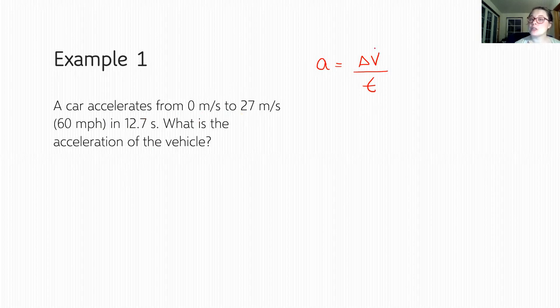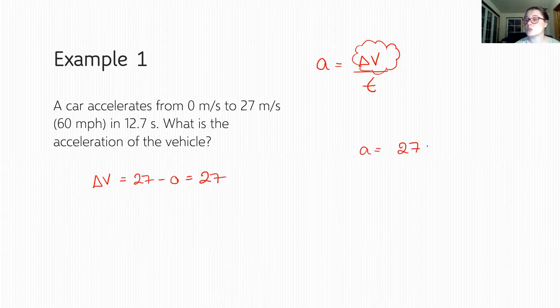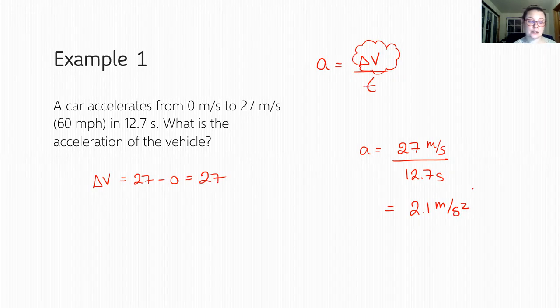So first of all, we need to find out what is this change in speed? Well, they're going from 0 to 27. So the change is 27 meters per second. So the change in velocity is 27 minus 0, which is just 27. So we can put that into our equation. The change in speed is 27 meters per second. The time I'm doing that over is 12.7 seconds. So that gives me an acceleration, if we put that into our calculator, of 2.1 meters per second squared. Acceleration always has that second squared.